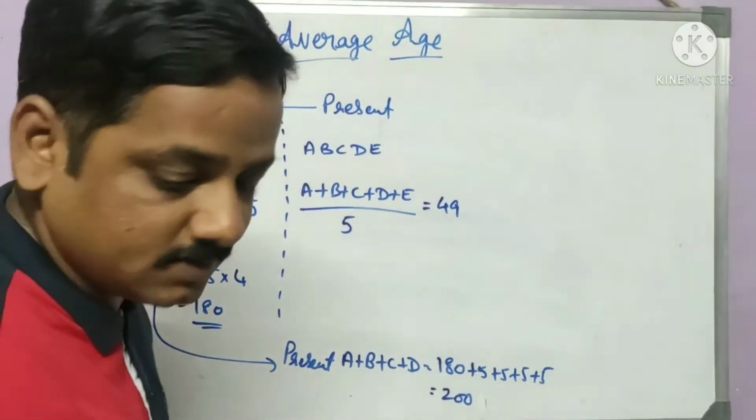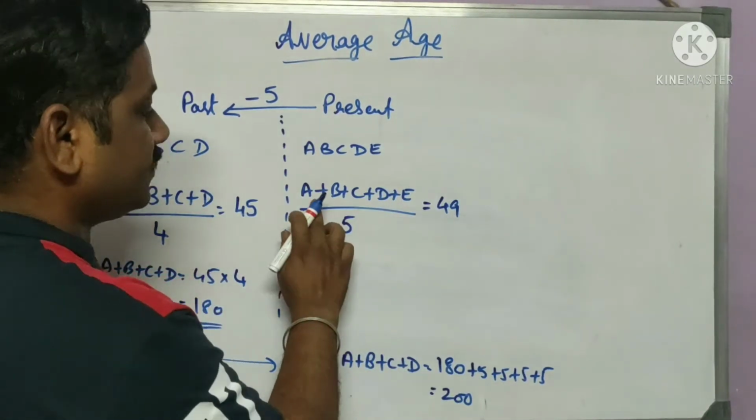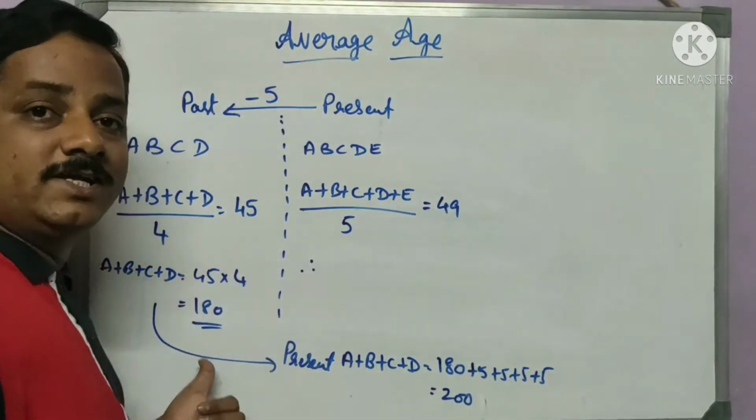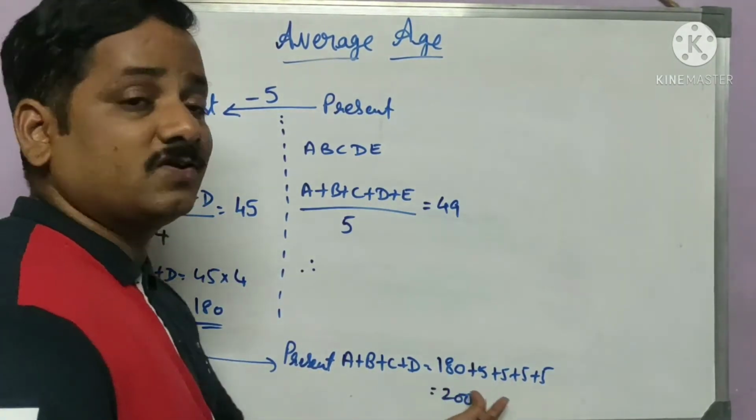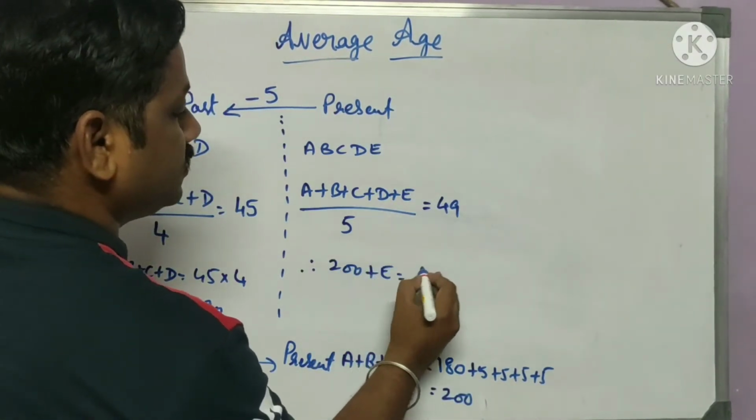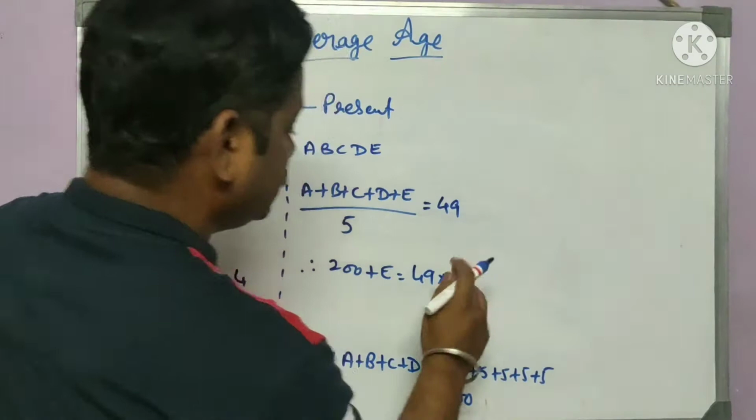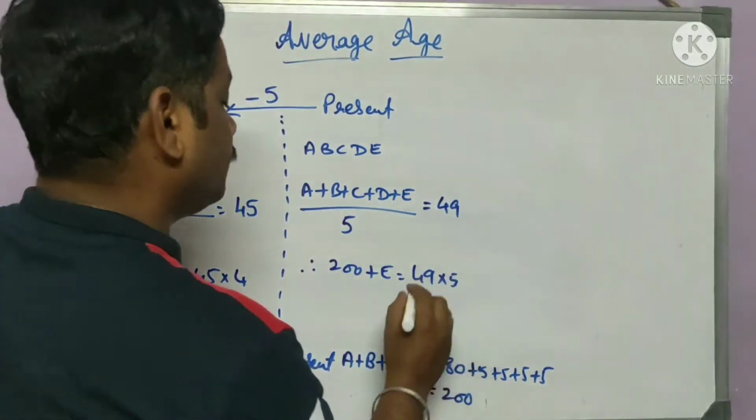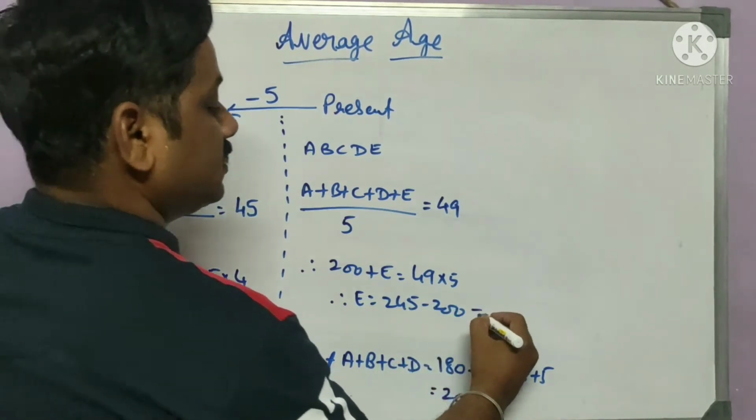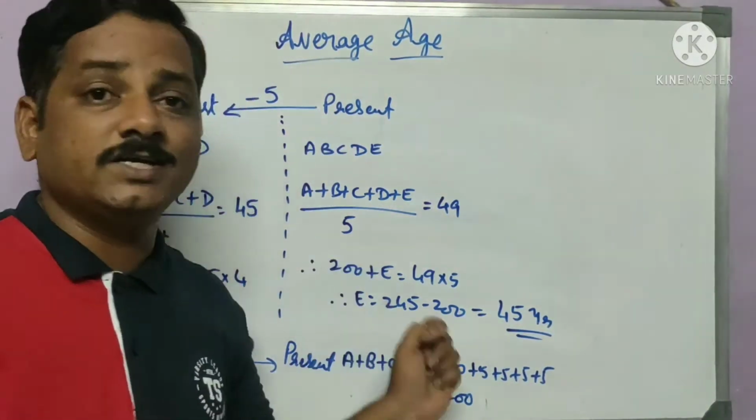Okay. So after getting this, substitute it here. Therefore, A plus B plus C plus D at present is 200, not 180. 5 years ago it was 180. But when we take the present condition, add 5 for each person, so you get 200. Therefore, it is 200 plus E is equal to 49 into 5. I am taking that 5 towards the RHS side. So 5 9s are 45, 5 4s are 20, it will be 245. Therefore, E is equal to 245 minus 200. That is nothing but 45 years. So E is 45 years old.